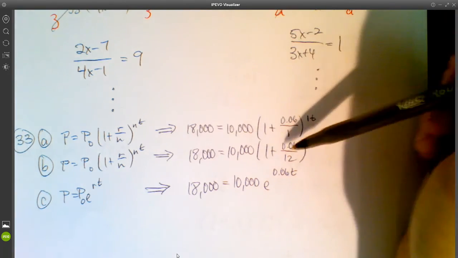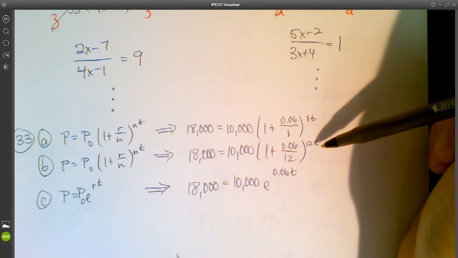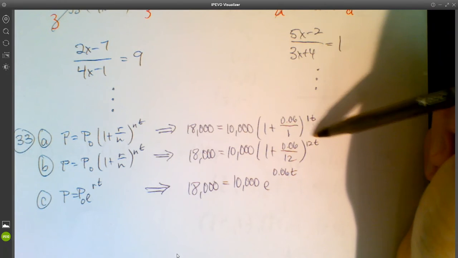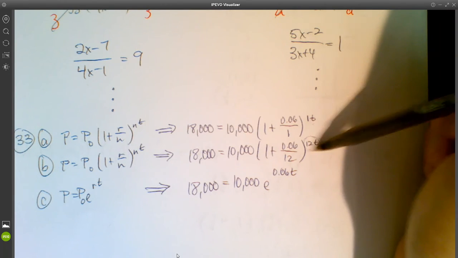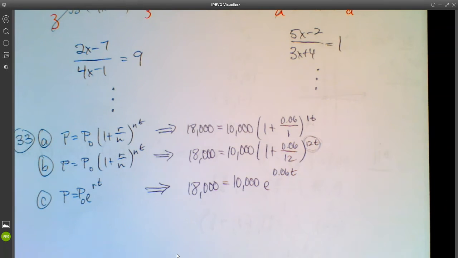Divide by 10,000, do this addition, okay? And then take the natural log of both sides. On this one, you'll have the additional step that you'll need to divide by 12 after you've taken the logarithm of both sides, right? In order to finish solving for t. But that's all there is to 33. Let's look at 35.